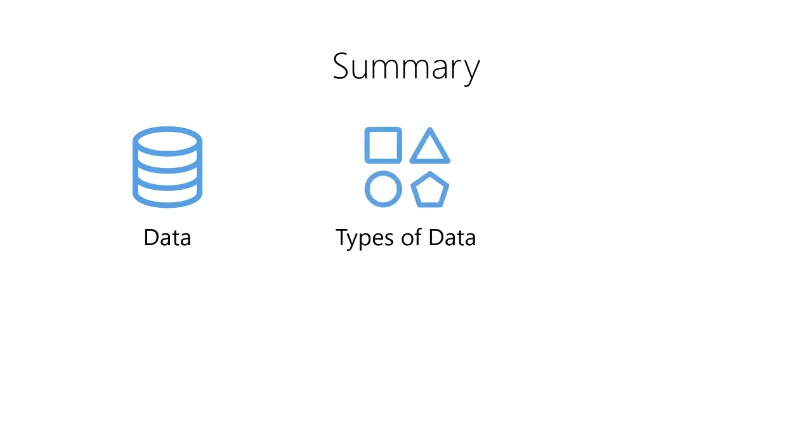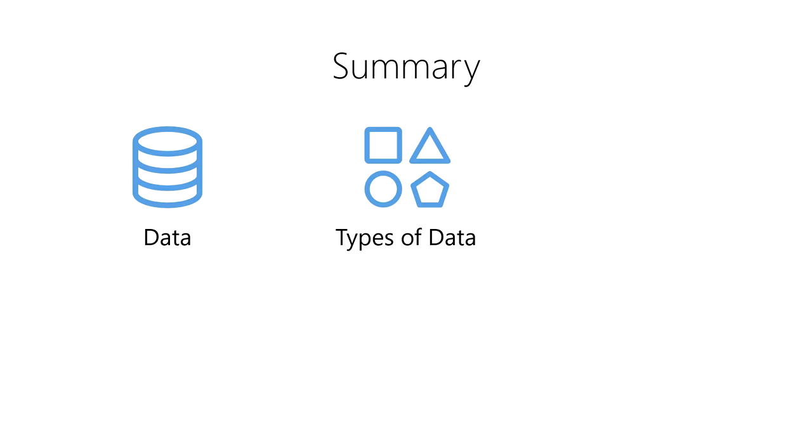Finally, let's summarize the key concepts that we learned in this course. In this course, we learned about data as a foundation for data science. First, we learned that data are a collection of facts that describe observations of the world around us. Next, we learned that there are various types of data, including categorical and numerical data.